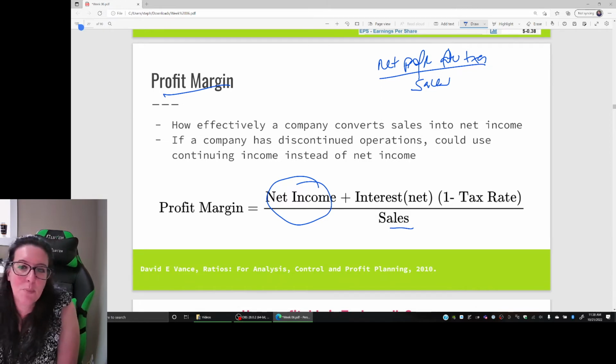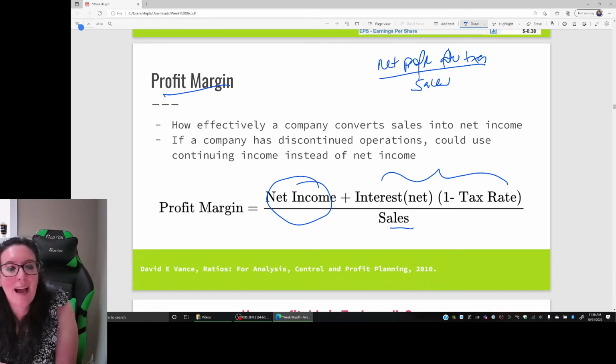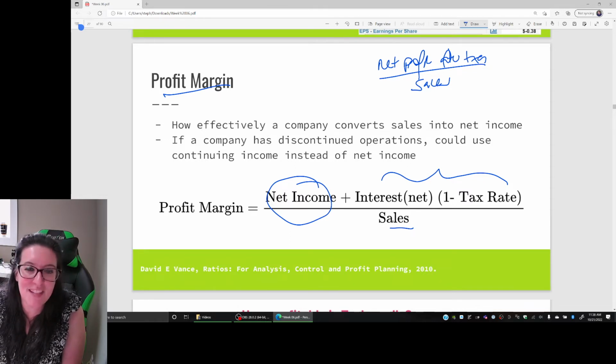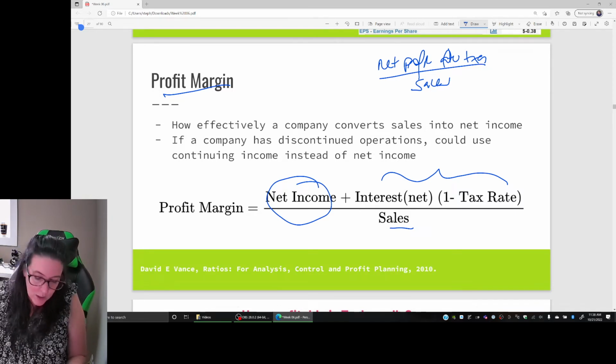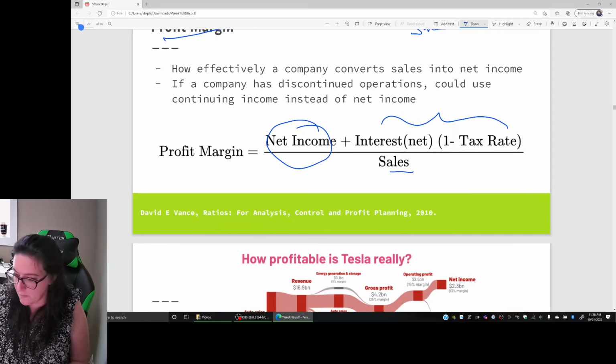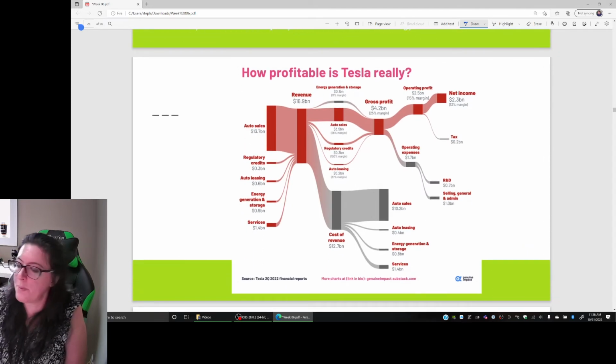Often what is done with the profit margin is that we add in interest and we recognize that that interest is tax deductible. This portion here allows for profit margins to be compared across companies that might have different amounts of debt. So that adjustment there allows for that comparison. So if we're looking at profit margin for our organizations, we could look at companies like Tesla.